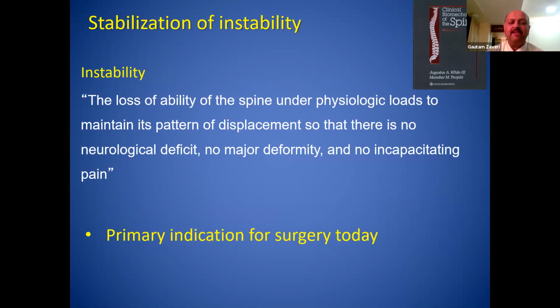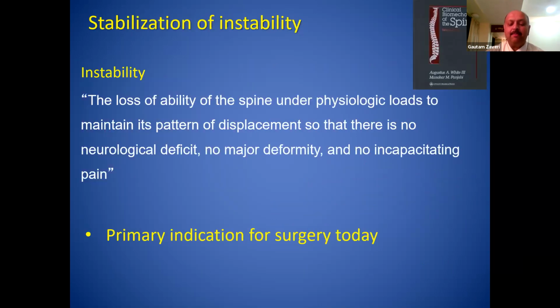What exactly do you mean by instability? The loss of the ability of the spine under physiologic loading, which is the normal loads you take day in, day out, to maintain its pattern of displacement so that there is no neurologic deficit, no major deformity, and no incapacitating pain is what is called instability. Today, instability is the primary indication for surgery because if the spine is unstable, the patient can land up with progressive deficit, very severe back pain, progressive deformity, and therefore become bedridden.